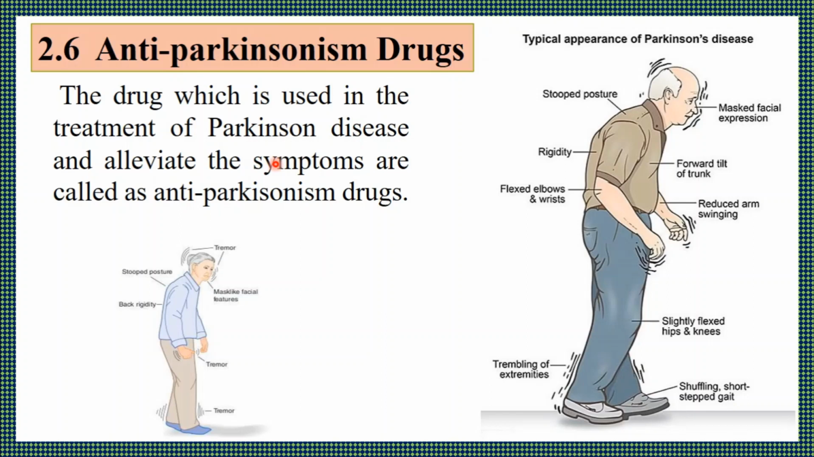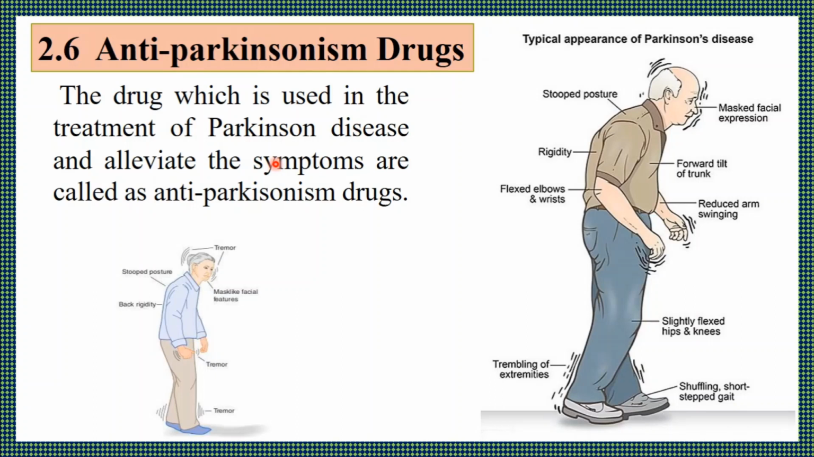This is the scientist Dr. James Parkinson, who first described the disease condition called shaking palsy. Parkinson disease is due to abnormalities in the central nervous system and malfunctioning of the lower part of the brain. So these are the two reasons.